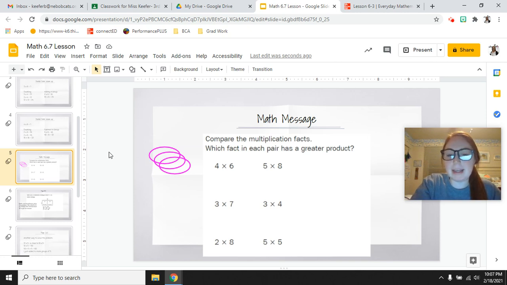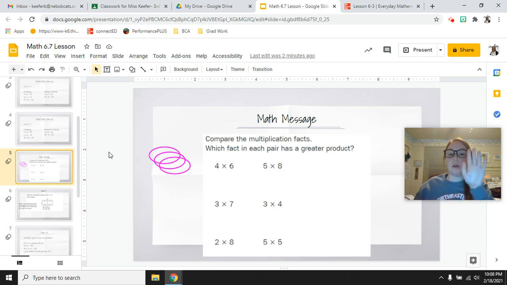All right, so with this, your first strategy would probably be to find the product of all of the answers, right? You solve 4 times 6 for the product and 5 times 8 for the product and see which one is greater. But I want to have you think with a question. If I asked you the question, can we compare any of these pairs of multiplication facts without solving them? And then how? How would we do that?